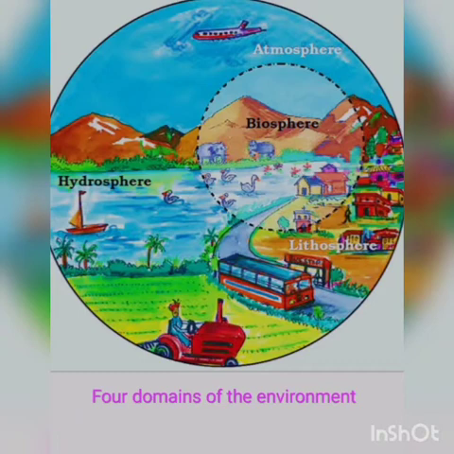Let us see about the next topic, children. The next topic is four domains of the environment. Four domains of the natural environment. What are the four domains? Lithosphere, hydrosphere, atmosphere, and biosphere. Lithosphere means land. Hydrosphere means water. Atmosphere means air. Keep this in your mind.